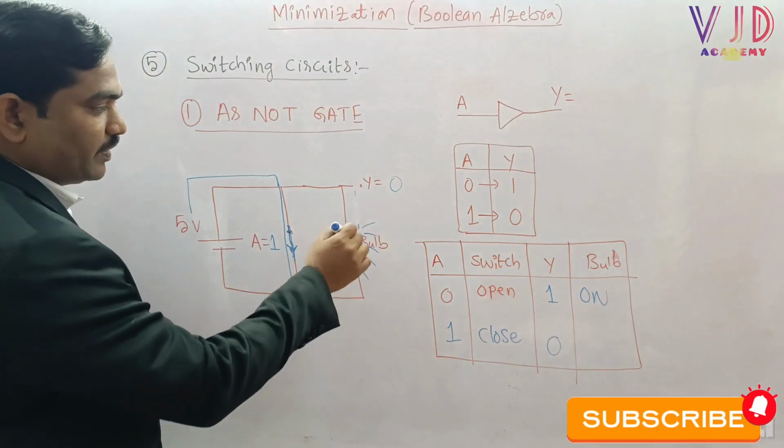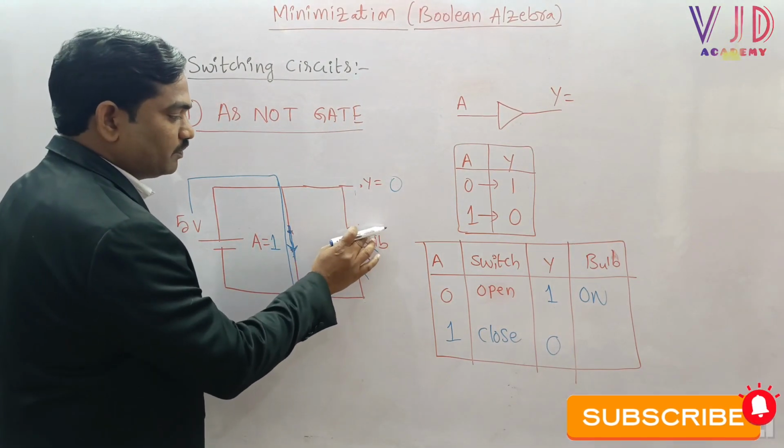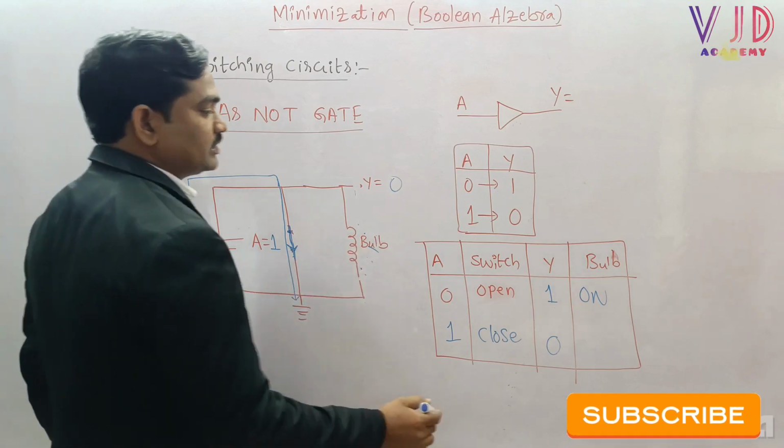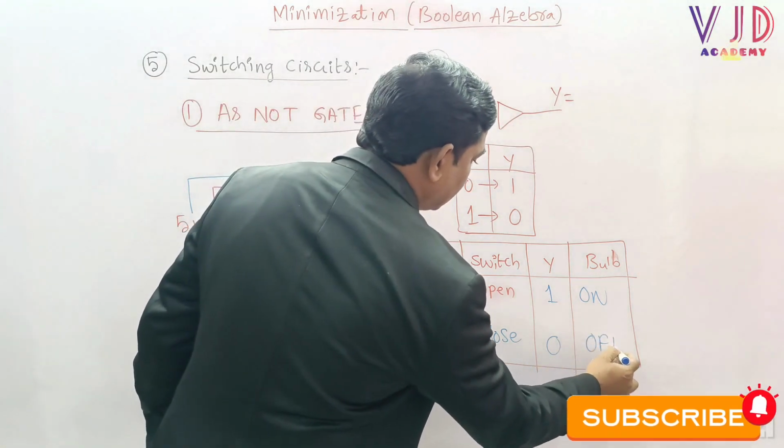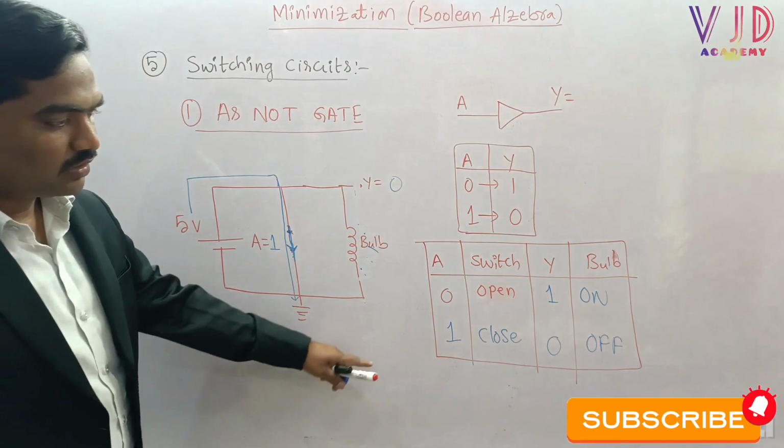And now because there is no power to the output, we can say that the bulb will automatically turn off. This is how to understand it.